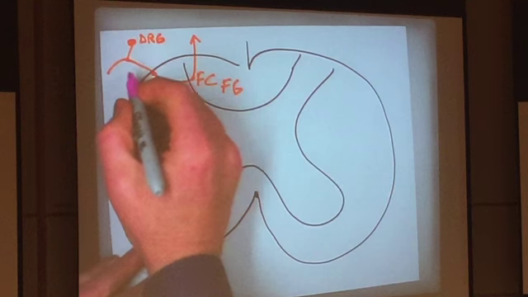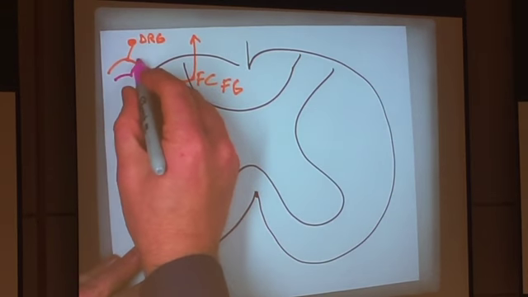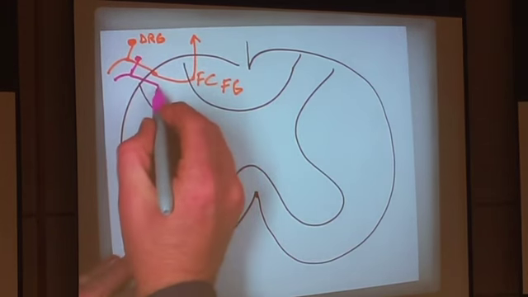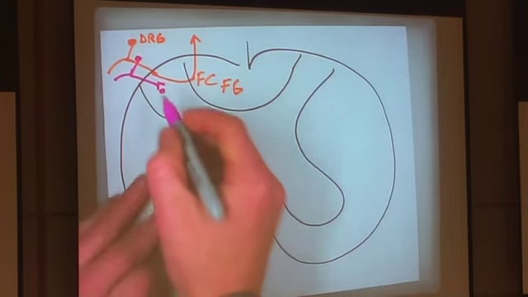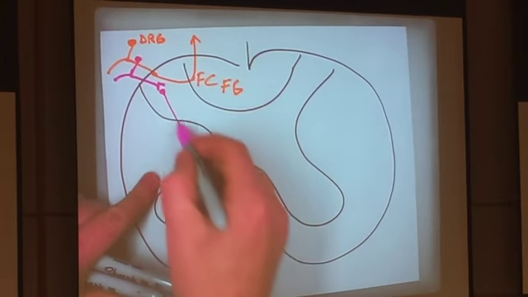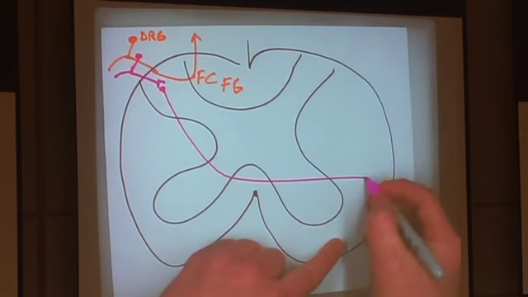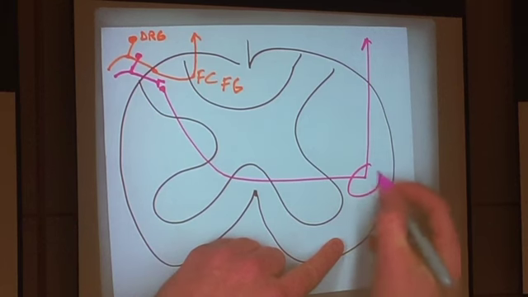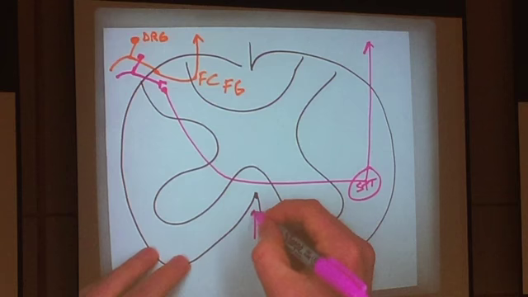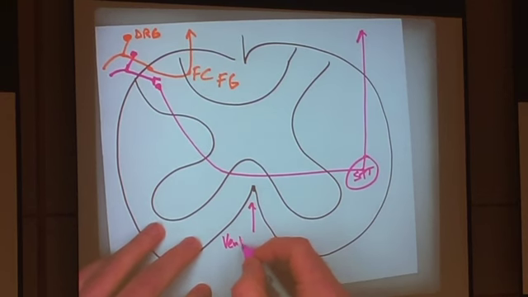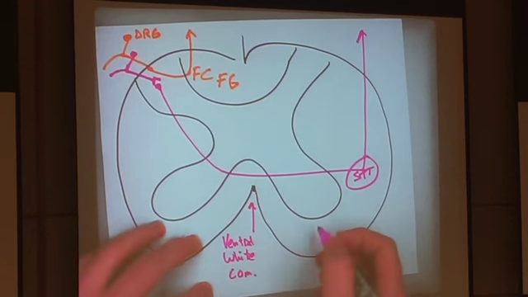All right. Now, we also have pain and temperature information coming in. And this is very different because there's a synapse in the dorsal horn. And then these fibers cross over and ascend in a pathway here known as the spinothalamic tract. All right, the crossing pathway right here is called the ventral white commissure.